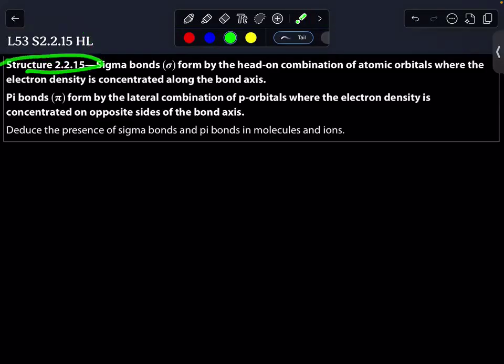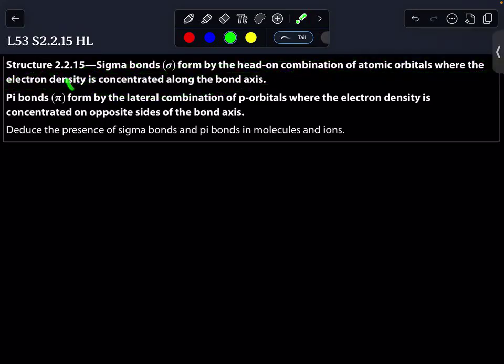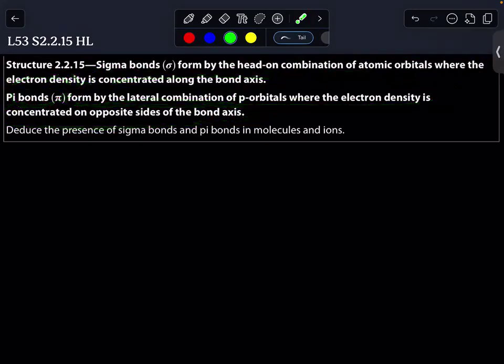Today we're going over structure 2.2.15, sigma bonds formed by the head-on combination of atomic orbitals where electron density is concentrated along the bond axis. We'll explain that, as well as pi bonds formed by the lateral combination of p orbitals where electron density is concentrated on opposite sides of the bond axis. And we'll be explaining that.